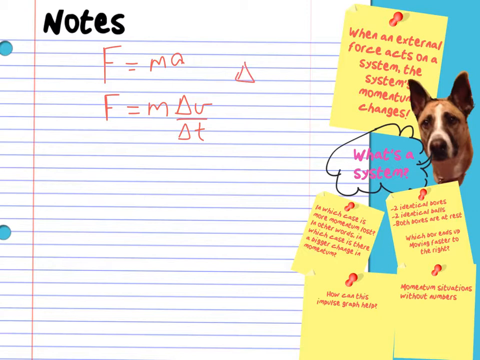Don't be afraid of the triangles. It just means change in. So instead of having to write change in, we just write a little triangle here. And after all, acceleration is how much something changes in its velocity in a certain amount of time. Okay, now let's employ your algebra skills, and I'm going to multiply both sides by change in time. Cancel, cancel. What do we get? We have F times the change in time equals m times the change in velocity.